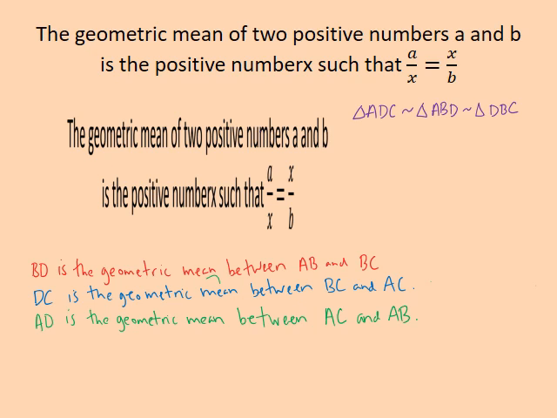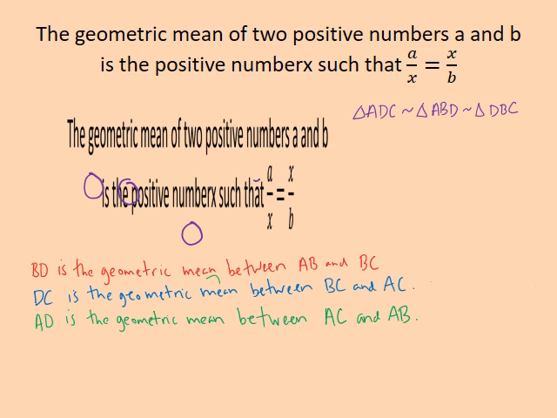So BD in our picture is H, which is our altitude. DC is B, and AD is A. Notice how our three geometric mean relationships are the altitude and the two legs of the big right triangle. Now let's look at the geometric mean relationships between the sides.